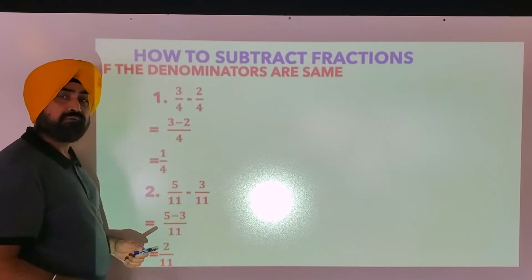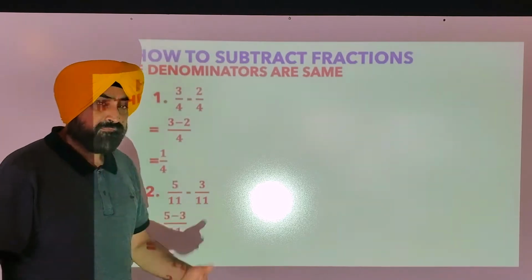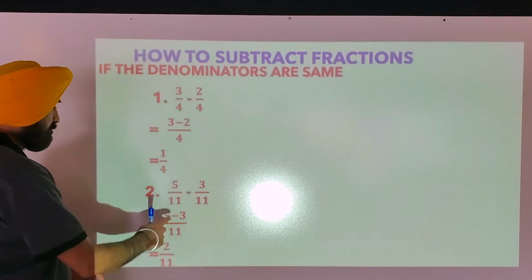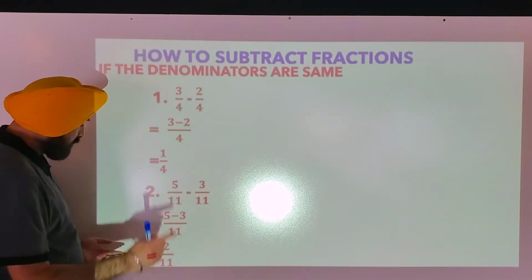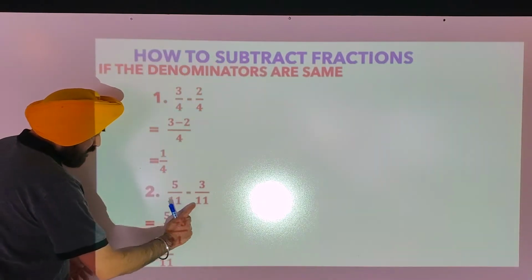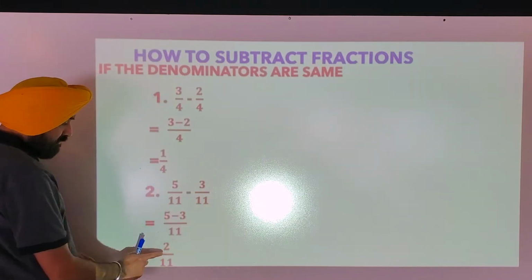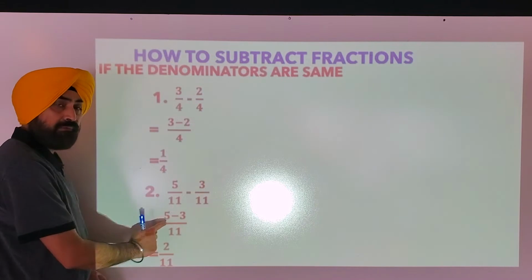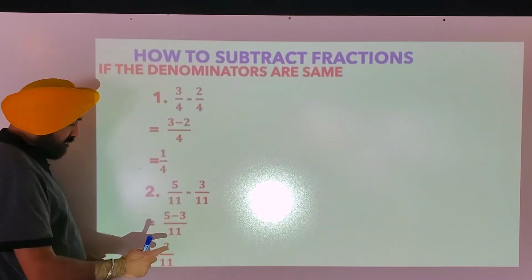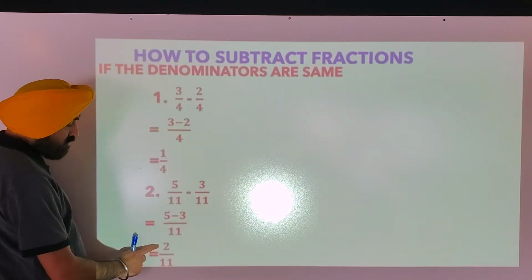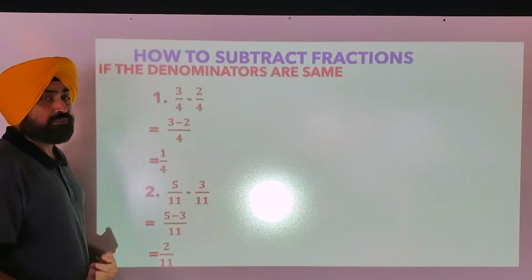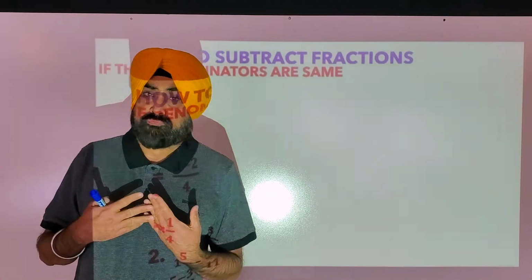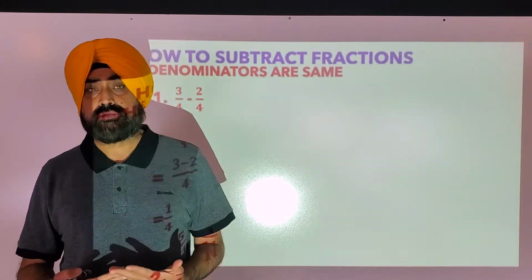So 1 over 4. Another example, 5 over 11 minus 3 over 11. Both denominators are same, they are 11. So write 11 once and then subtract the top numbers, the numerators. 5 minus 3 is 2, so 2 over 11. To subtract fractions with same denominator is very easy.